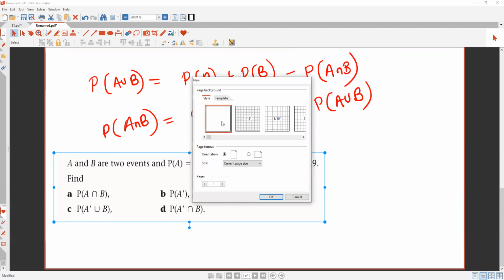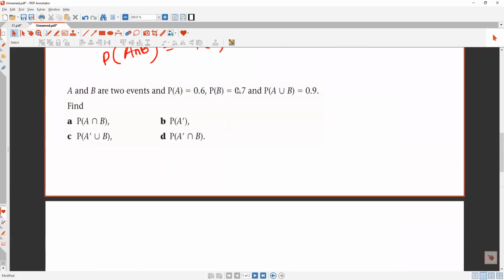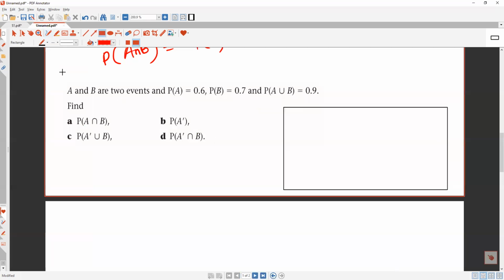Now P of A is given to me, P of B is given to me, and P of A union B is given. Let me find A intersection B and draw a Venn diagram. That would be better. I told you again and again, drawing a Venn diagram is better. I can shade and get the answer very easily.